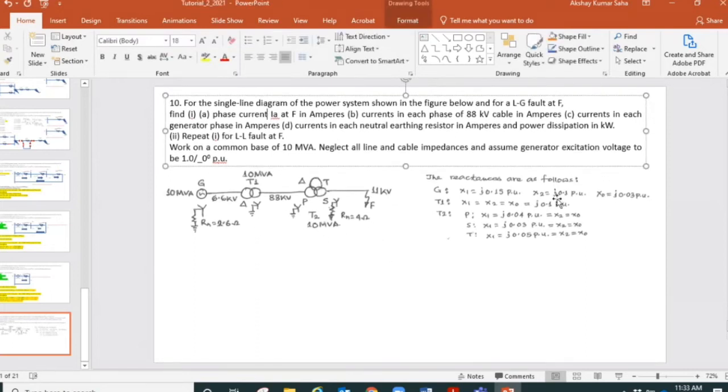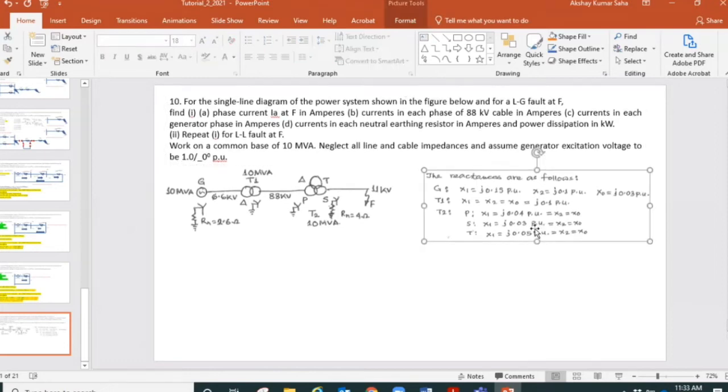So let's go back to the problem. The reactances of the generator and transformers are shown there. So generator X1, X2 and X0. Transformer 1, X1 and X2 are the same as X0. For transformer 2, the reactances are given for each of the windings: primary winding, secondary winding, tertiary winding. So they are given here.